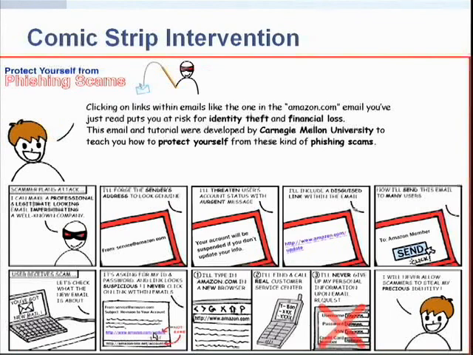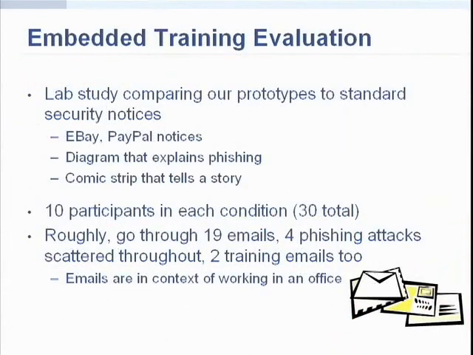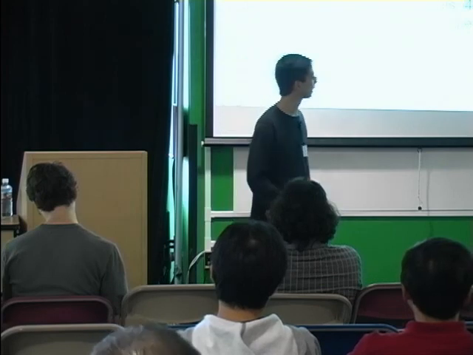And it turns out that this intervention actually works far better than the rationalistic design that we have. When we did the comparison study, we had 3 conditions. First was eBay and PayPal notices, the standard ones that they sent out. Then we had a diagram that explains phishing, and then the comic strip that tells a story. There were 10 participants in each condition, 30 total. They went through 19 emails, with 4 phishing attacks scattered throughout and 2 training emails as well. It's basically the same story: you're still Pat Jones, you're still working for this company, and so on.